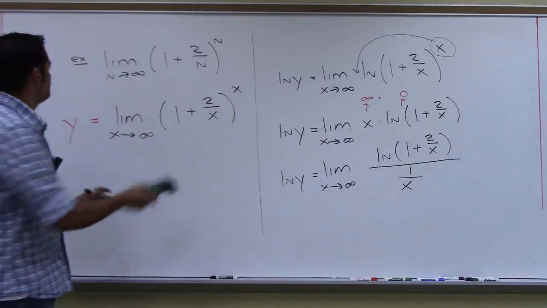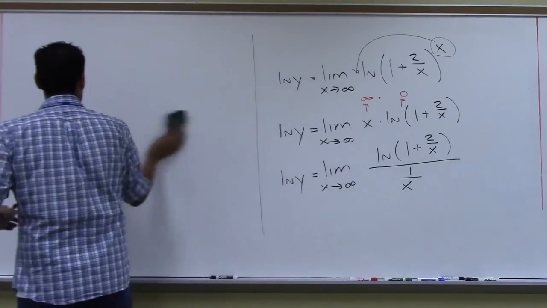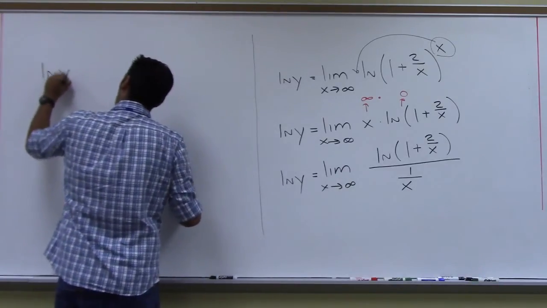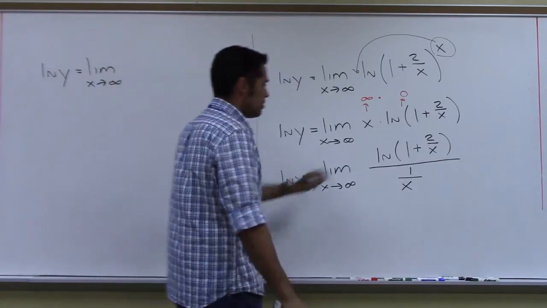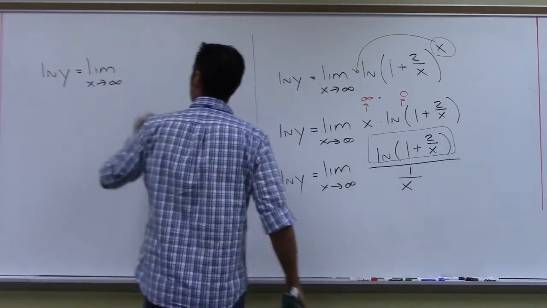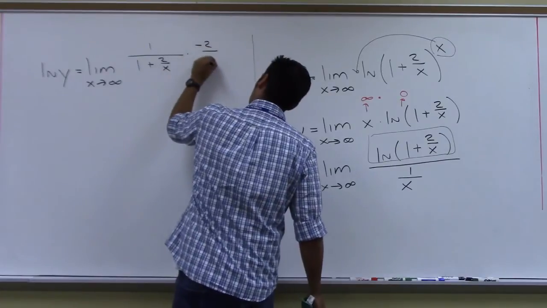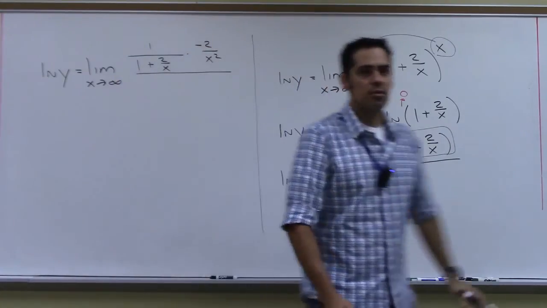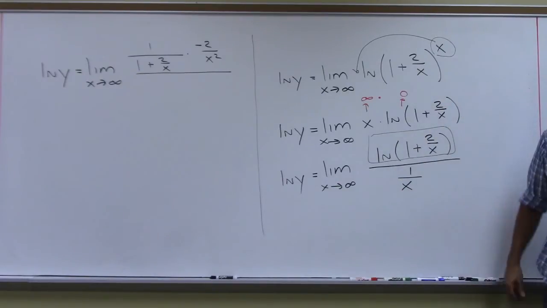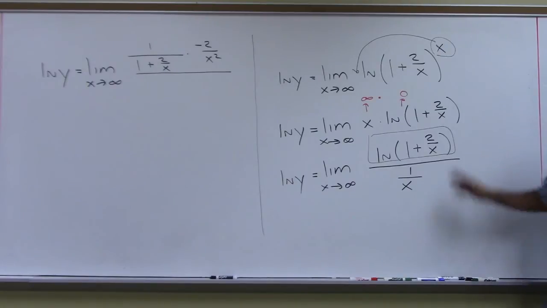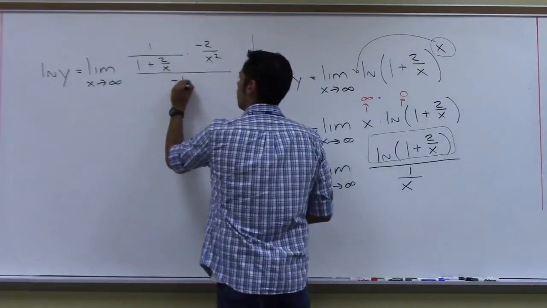Now we can use L'Hopital. So with L'Hopital, I'm just going to work with this piece right here. The left side is still natural log y, limit x goes to infinity. And what is the derivative of this up here? Well, I'll do it for you. 1 over 1 plus 2 over x times negative 2 over x squared. So you have to do chain rule. Derivative of natural log of something is 1 over it. Derivative of the inside of that is negative 2 over x squared. I'll let you do that yourself because that's Cal 1 stuff. Okay, derivative of the bottom, negative 1 over x squared.